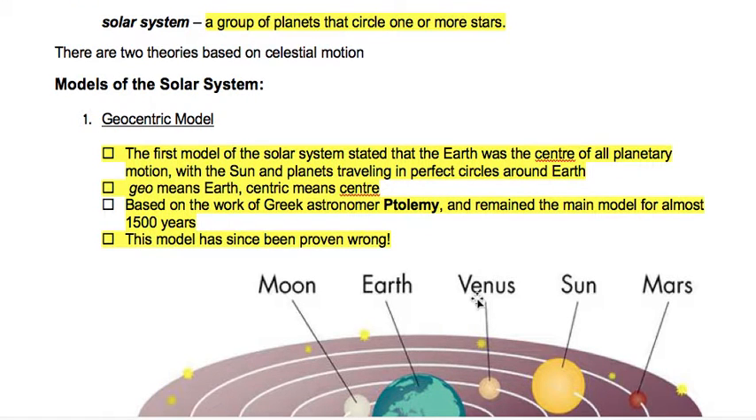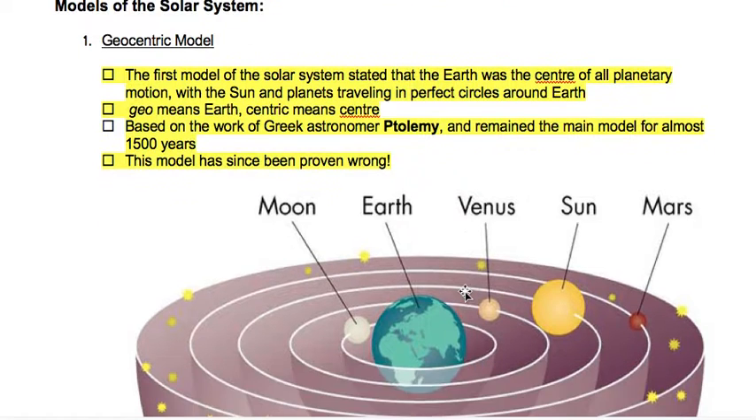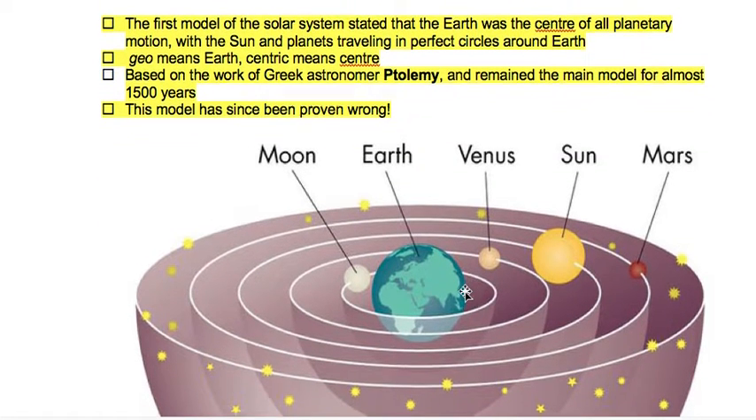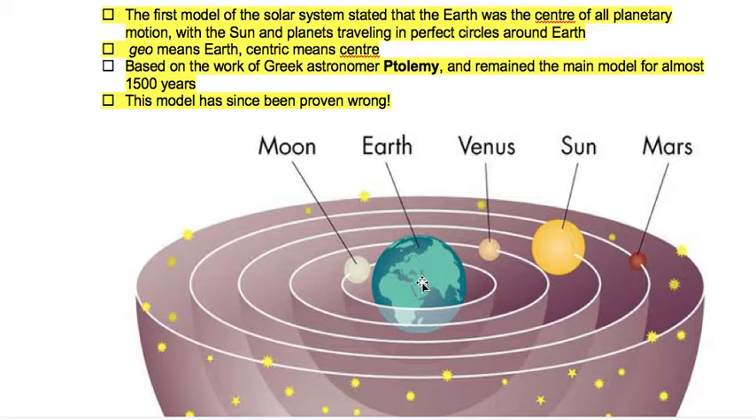Based on the work of Greek astronomer Ptolemy, it remained the main model for almost 1,500 years. This model has since been proven wrong. So here's a picture of the model showing the concentric spheres, which are kind of like the nesting dolls that maybe you've seen, and they thought that the stars were just fixed in positions on these concentric spheres.